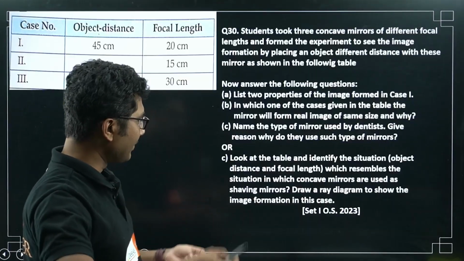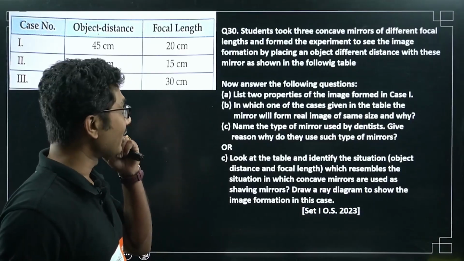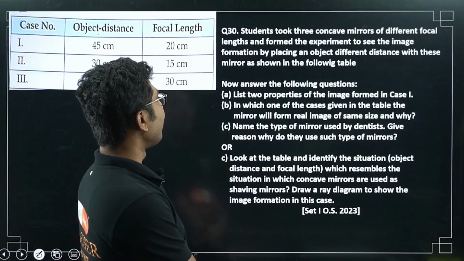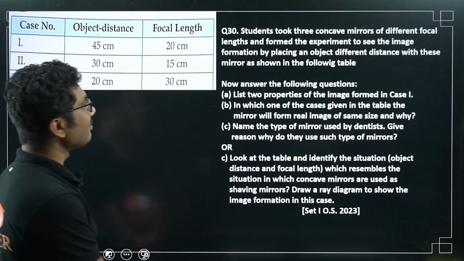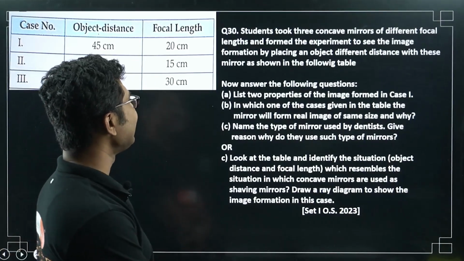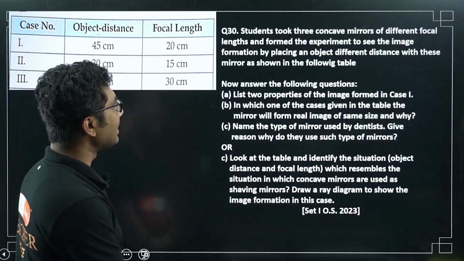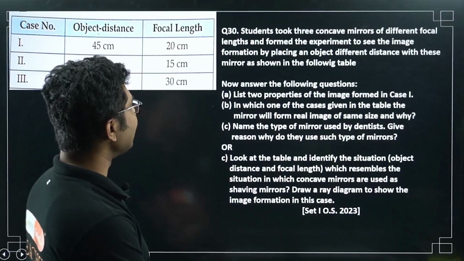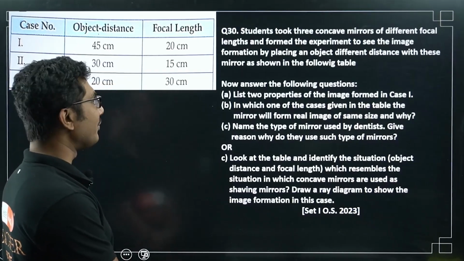Behind the object, if they ask you to draw a ray diagram, you can solve this. Now this question is very common. First, students took 3 concave mirrors of different focal lengths and performed the experiment to see the image formation by placing an object at different distances from these mirrors, as shown in the following table.